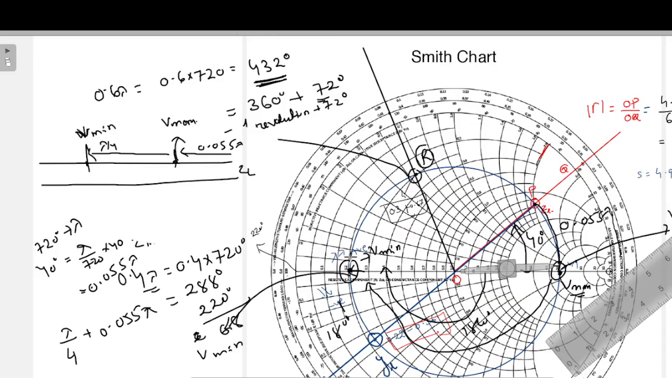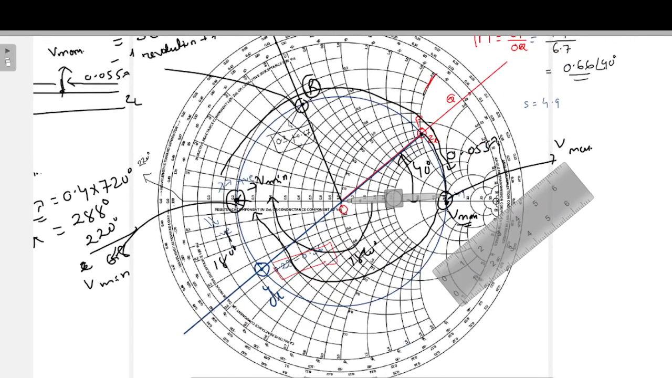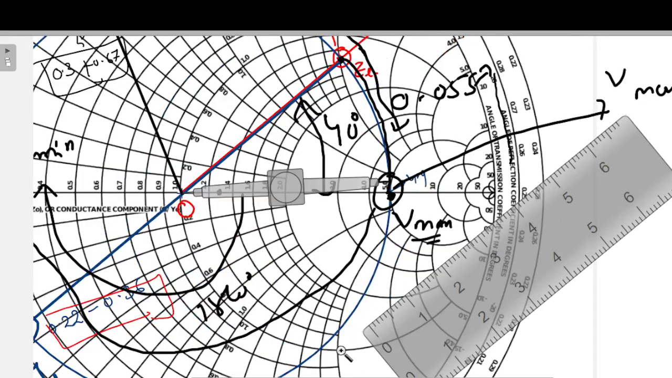Now if I travel further in this direction, I can complete one more 180 degrees. From 432 we have traveled a distance of 220, so how much is pending? 72 degrees pending. So traveling from here to here I will cover 360 degrees, and after this 72 degrees are still remaining. So from here I need to travel a distance of 72 degrees to complete the full transmission line.